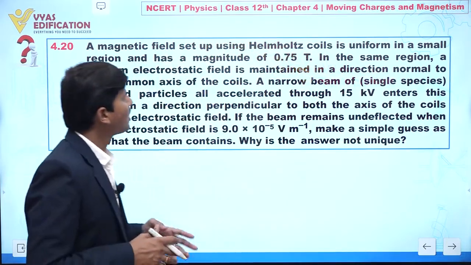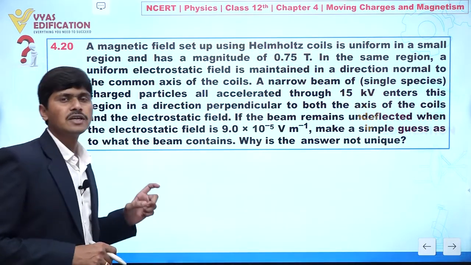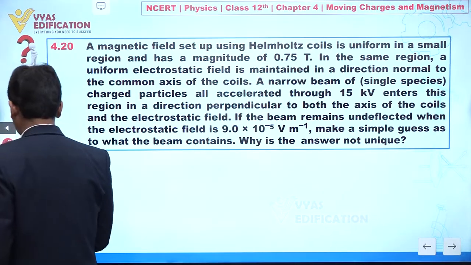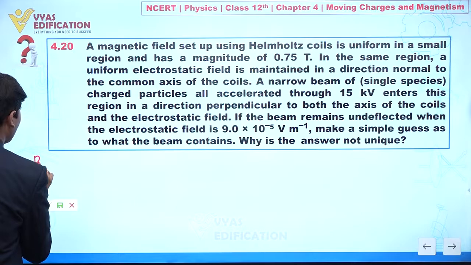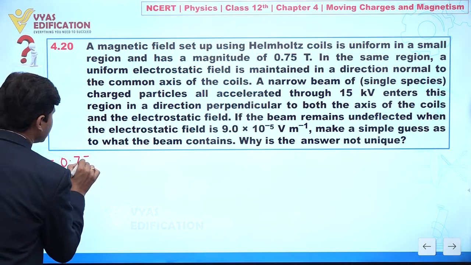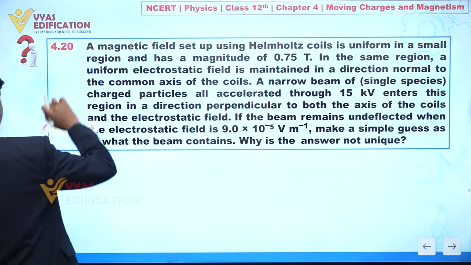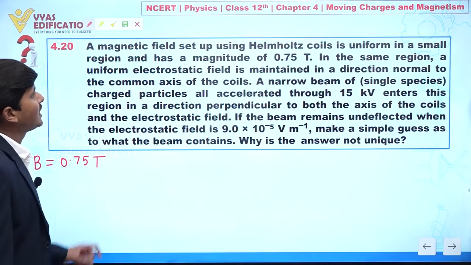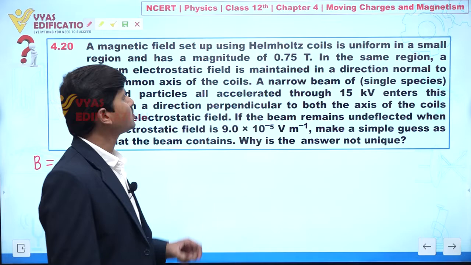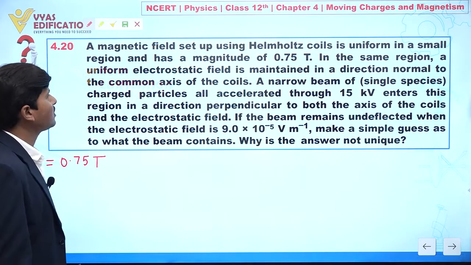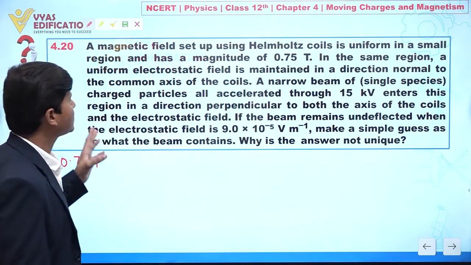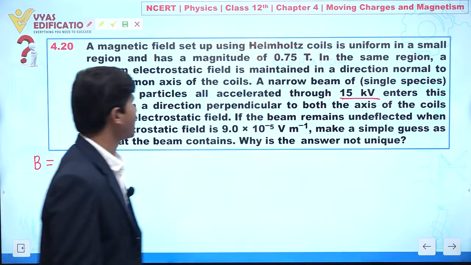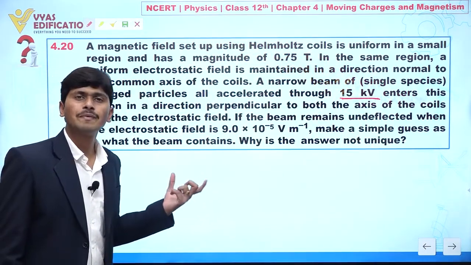Now we can see here it is given the value of net magnetic field, this is 0.75 Tesla. So I can say the value of B is given by 0.75 Tesla. Clear everyone? So in the same region a uniform electrostatic field is maintained in a direction. This is just theory. One more thing is given to you, a single species of a charged particle is accelerated through 15 kilovolt.